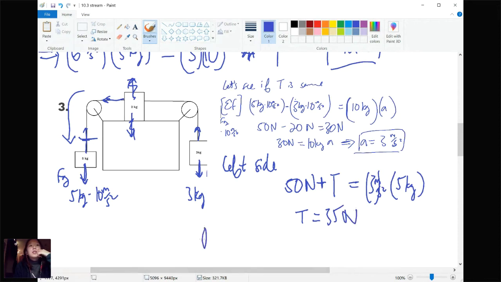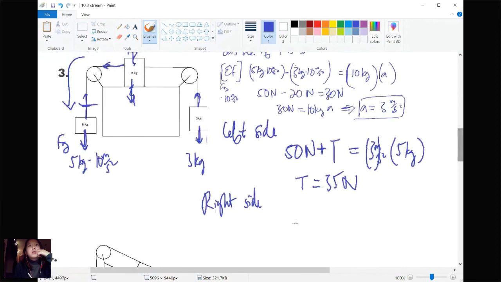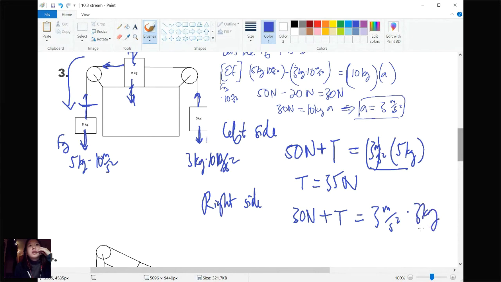Let's do the right side. So the total force is going to be 3 times 10 meters per second squared, so 30 newtons plus tension is equal to... that's not right. Oh, no, I was looking at the other question. I was like, that turns out 0. But 3 meters per second squared times 3 kilograms. It's very interesting. Tensions don't appear to be the same. So T is equal to 19 newtons.